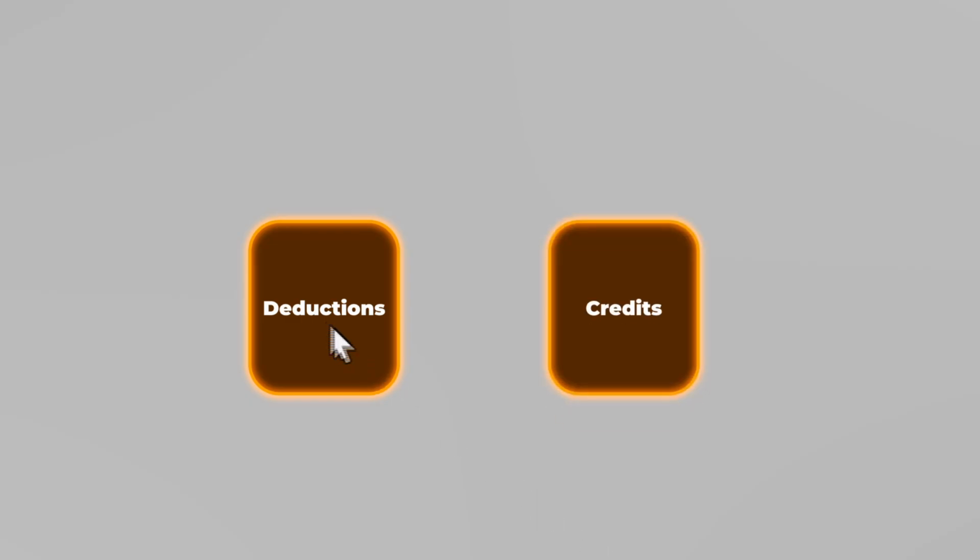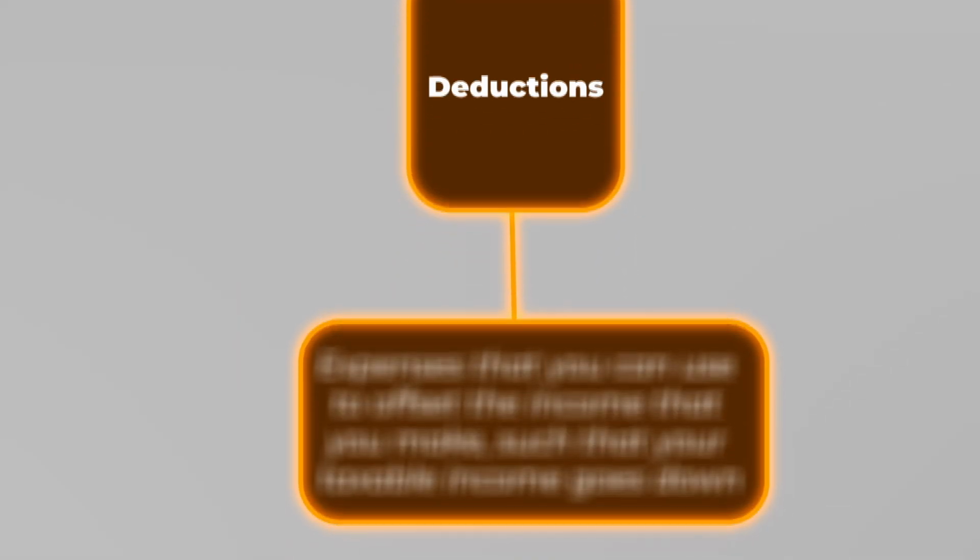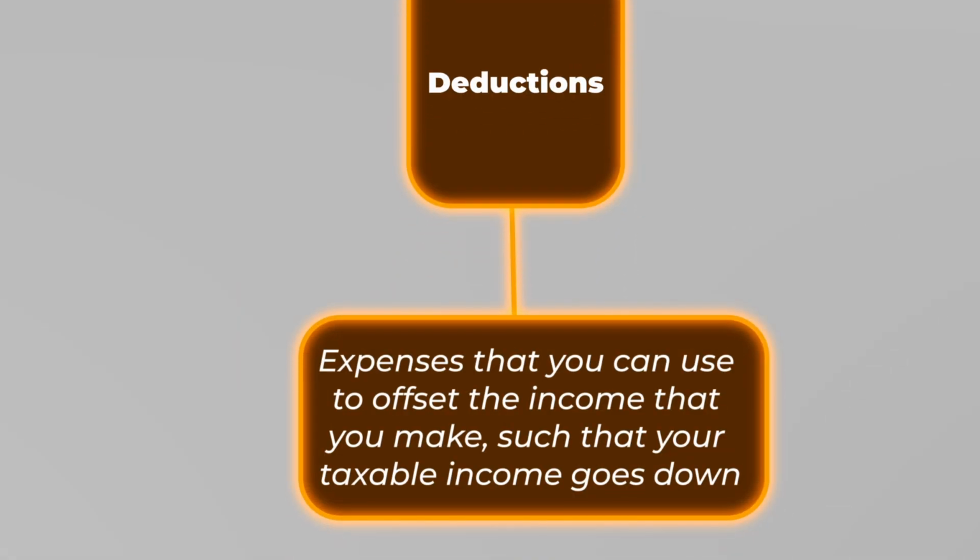Now that we're done talking about filing statuses, let's move on to how people actually reduce their tax bill. They do it through 2 ways, which is deductions and credits. Let's start off first with deductions. Deductions are expenses that you can use to offset the income that you make such that your taxable income goes down. Now, what does that mean?